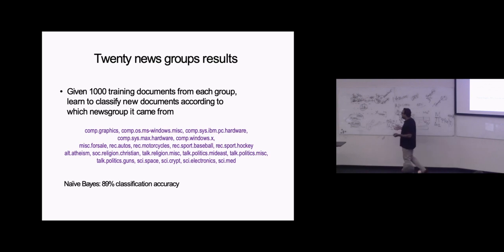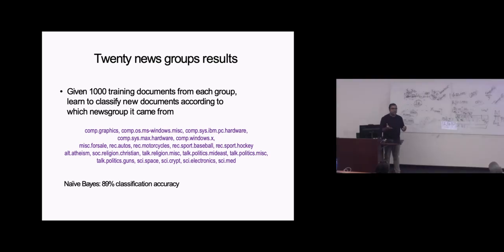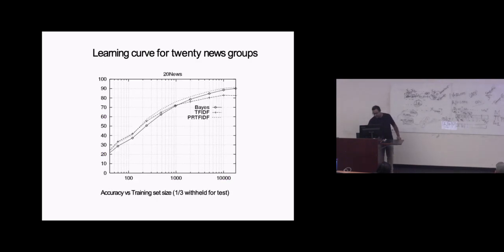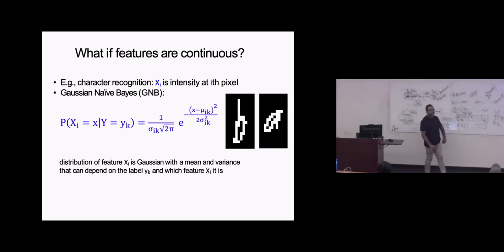But now let's talk about continuous variables and how we model that with Naive Bayes, because we also want to model continuous variables. For example, images. If you want to classify an image, all you have is pixel values, right? And pixel values are continuous variables.